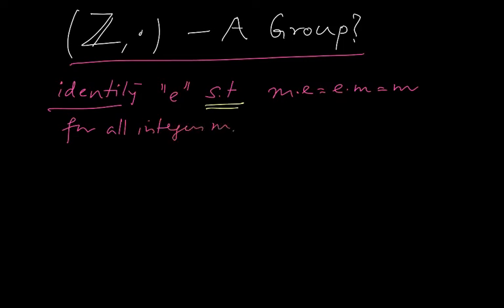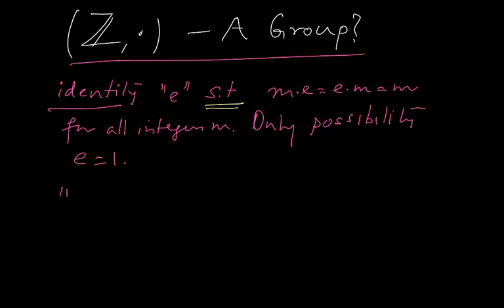And now we know the integers rather well, and we rely on that knowledge to realize that the only possible choice is that E equals 1. There is no other integer that would satisfy any integer times E equals E times that integer equals that integer itself.